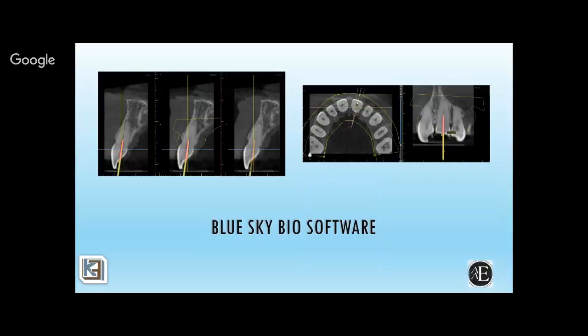So how do we plan for a case like this? Usually I take a CT scan, I import it into Blue Sky software. We need a model or an intraoral scan, and import that one in the model. We overlap them just like we're doing for implant surgery, for implant placement. And then we start planning for a custom implant.